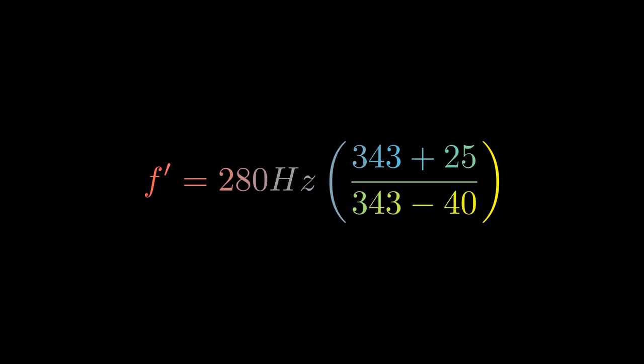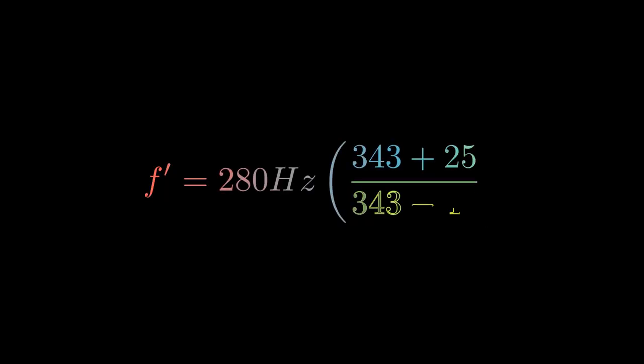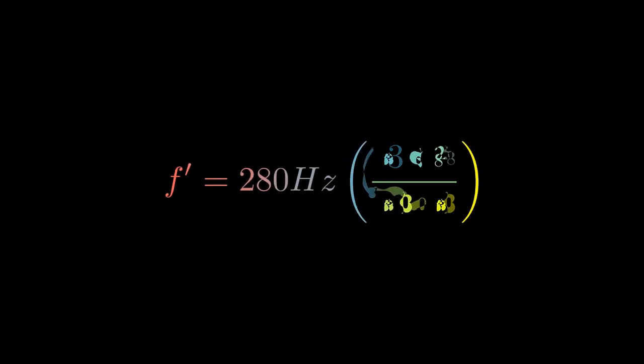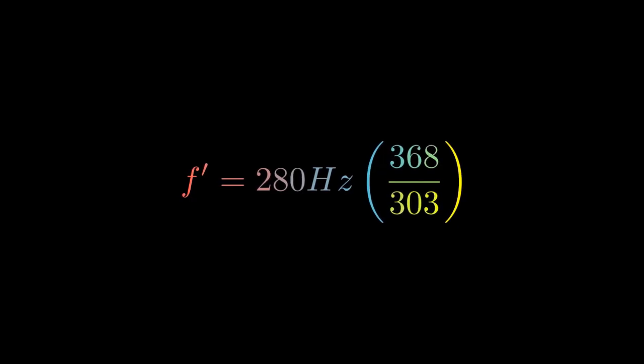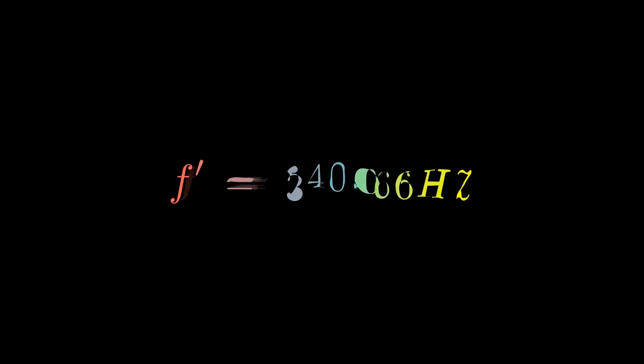The opposite is what we would do in the denominator. We put a minus, because if we want the fraction to be bigger, then we have to make the denominator smaller. And with this, we are done. The rest is just computation. If you compute this value, you get 340.066 hertz.